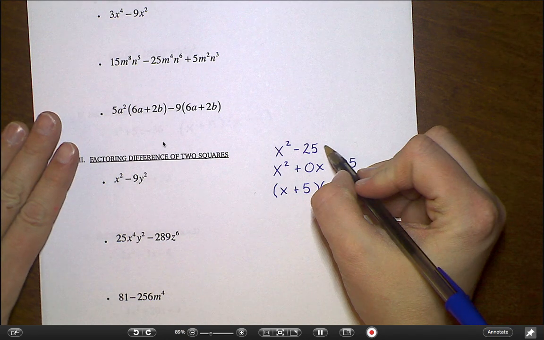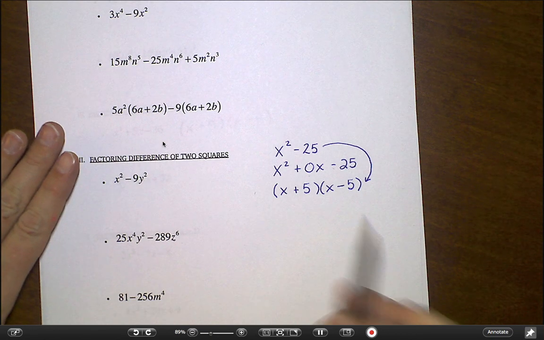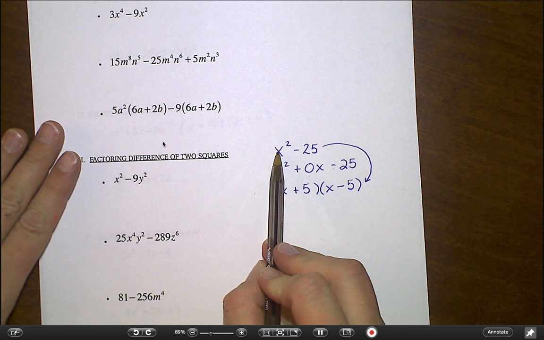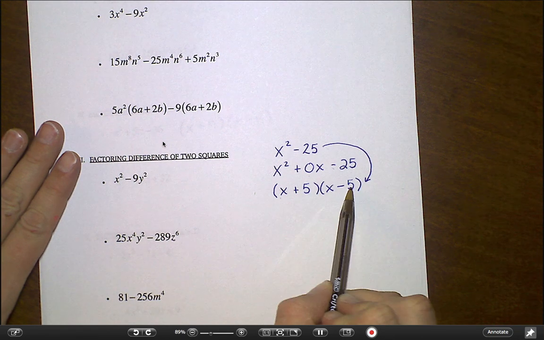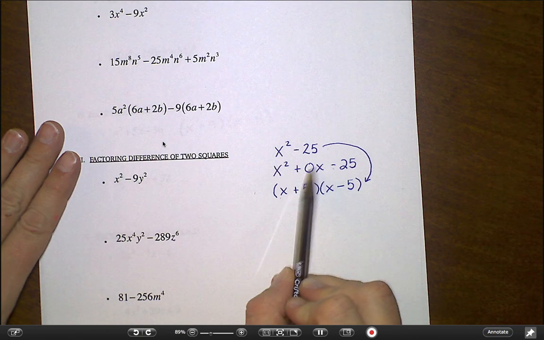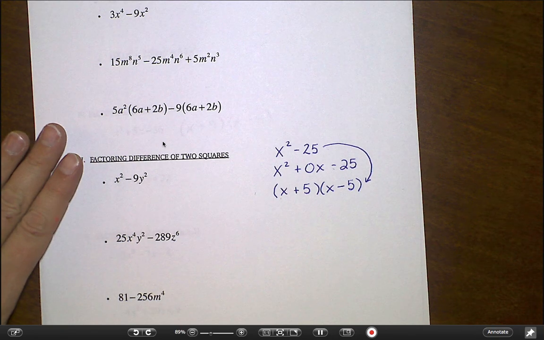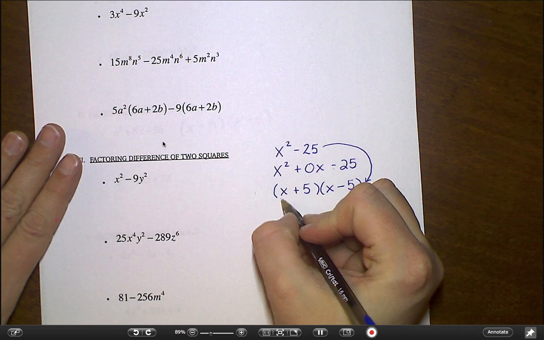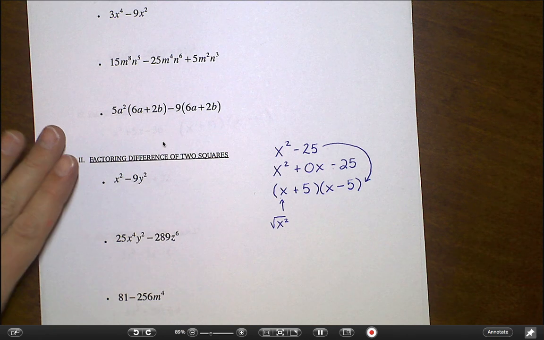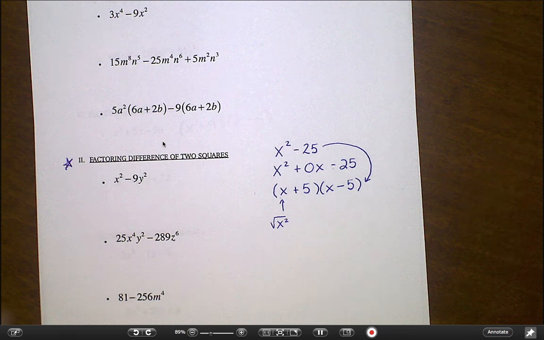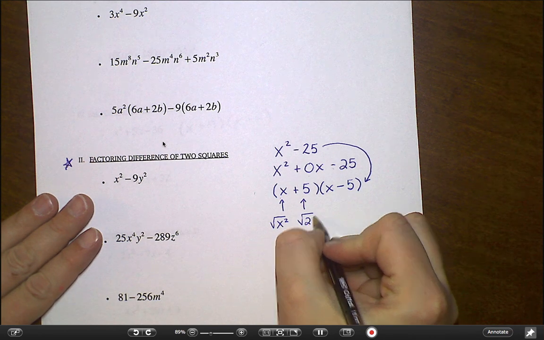So now, look at the relationship between this and this. X times x gives you the x squared. If you were to FOIL this back together, 5x and negative 5x would cancel to make nothing in the middle. And then 5 times negative 5 makes negative 25. So this really just came from doing the square root of x squared. It's just taking x squared and splitting it into two equal pieces. And this came from doing the square root of 25.